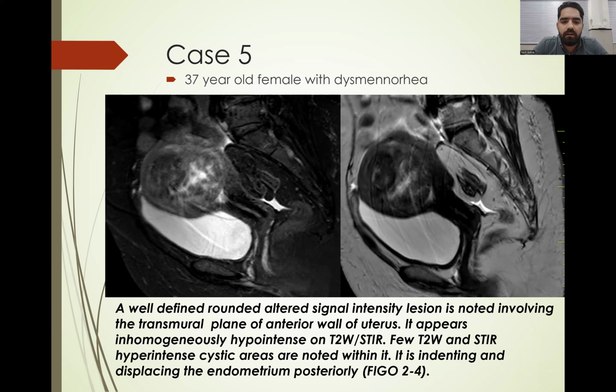You can see a well-defined, rounded, altered signal intensity lesion noted involving the transmural plane of anterior wall of uterus. It appears inhomogeneously hypointense on T2 and STIR. Few T2 and STIR hyperintense cystic areas are noted within it. It is indenting and displacing the endometrium posteriorly. It is FIGO 2 to 4 fibroid.